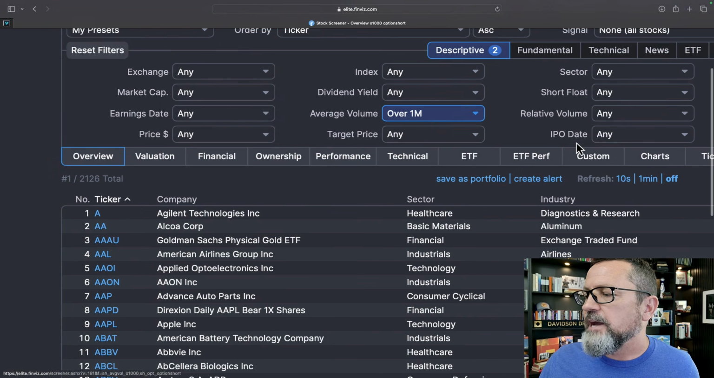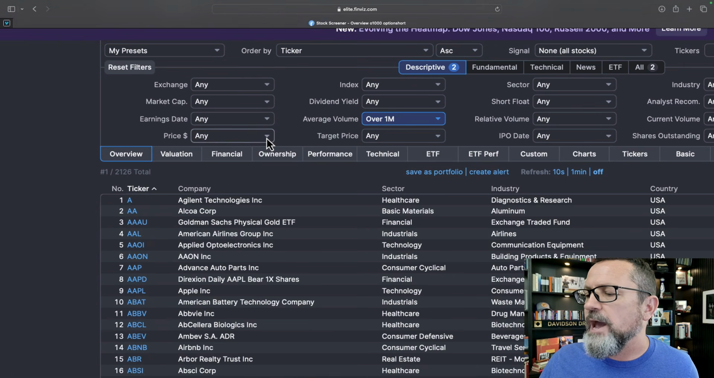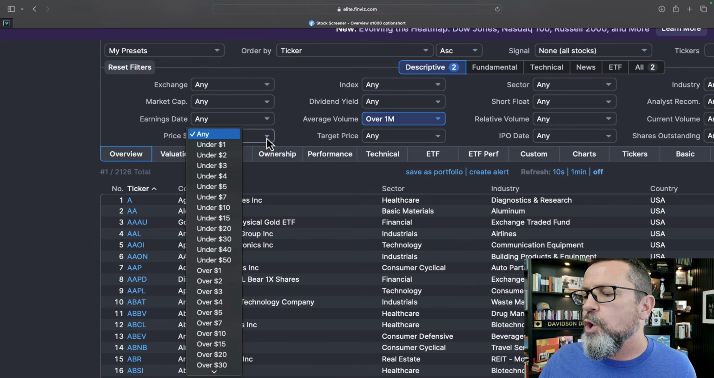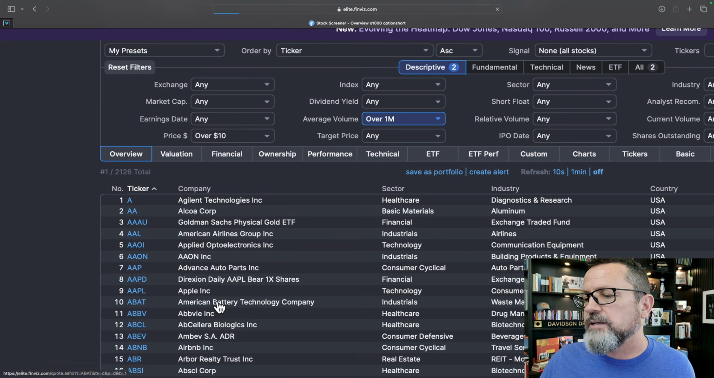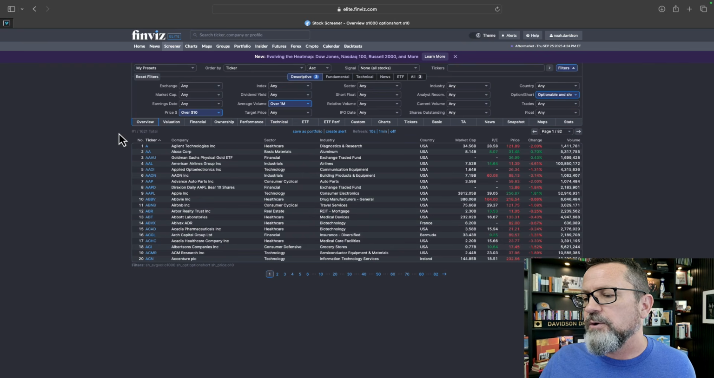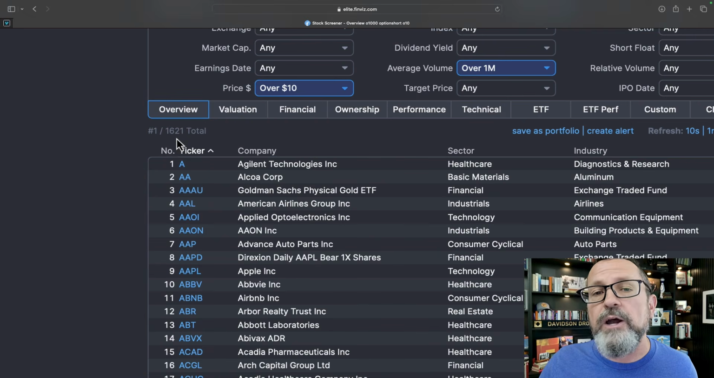Then the next thing I like to look for is price. I like to get the price over 10 bucks or 20 bucks, one of those two, because I want to get rid of the garbage penny stocks. And I click on over 10 bucks, and voila, we're down to 1,621 candidates.